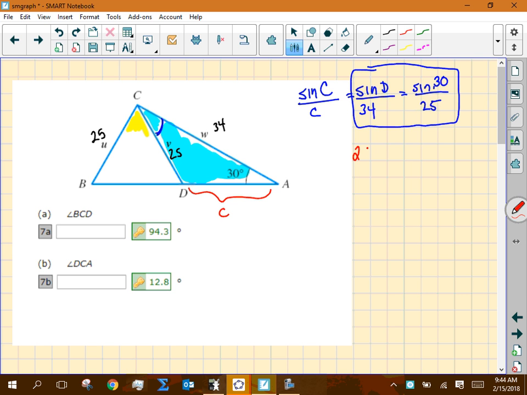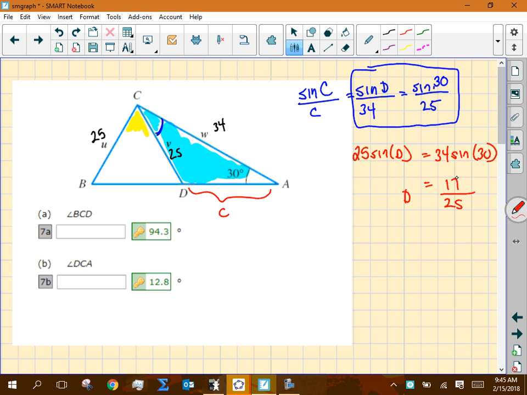So I'm going to say 25 sine of D is equal to 34 sine of 30, right? You don't have to do it this way, but what's the sine of 30? Does anybody remember? 1/2. What's half of 34? 17. So that side is actually 17. If you want to leave it as 34 sine of 30, that's fine. I just like to do it this way because now if I've got 25 sine of D is equal to 17, I can divide both sides by 25, right? So now I got sine of D is equal to 17/25.